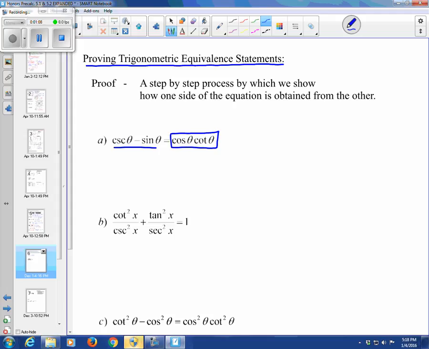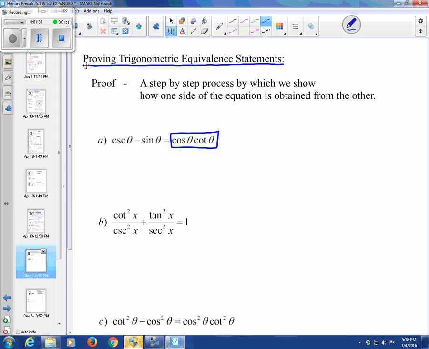So right here, immediately, I know that I want to get rid of my subtraction, right? Because in my target expression, I'm seeing only multiplication. So I'm going to try to basically use a Pythagorean identity at some point. But I'm stuck because I can't use any of the Pythagorean identities because I don't have square trig functions for one thing. And cosecant theta and sine theta aren't related with a Pythagorean identity anyway.